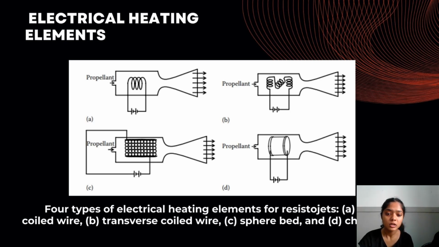Then the next we have is chamber wall. In this design, the entire chamber wall is made up of a resistive material that is heated by the electrical current. This design is very simple and lightweight, but it can be difficult to control the heat distribution and it is not as efficient as the other options. The choice of which type of heating element to use depends on a number of factors such as the desired thrust level, the available power, and the size and weight constraints of the spacecraft.